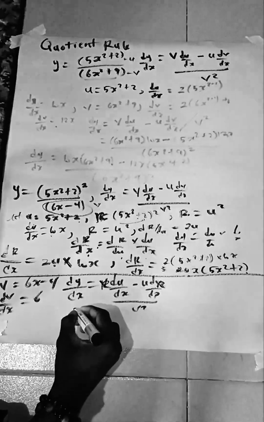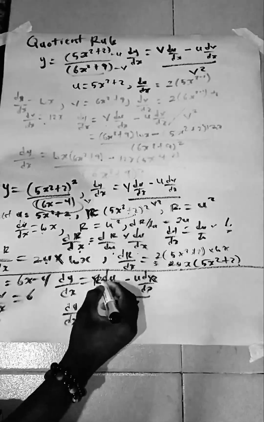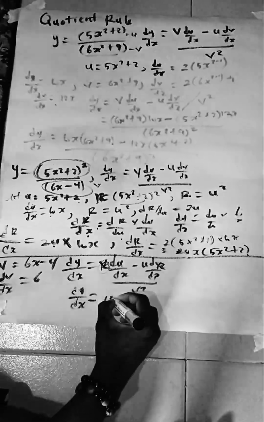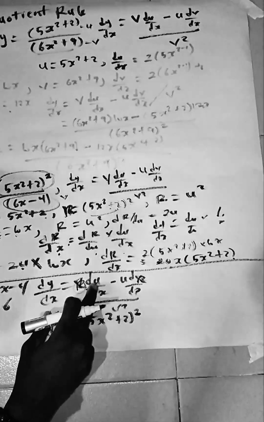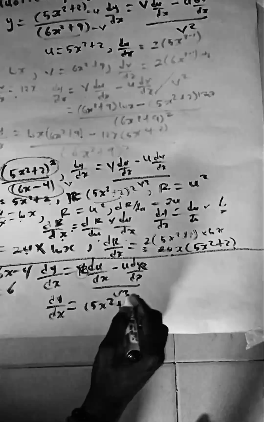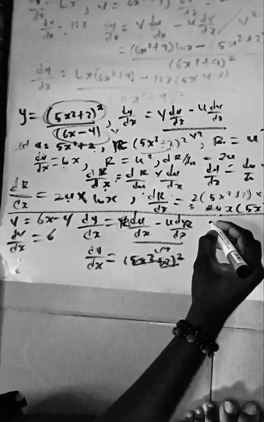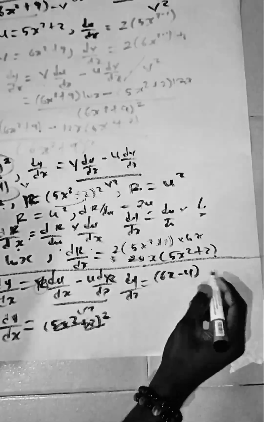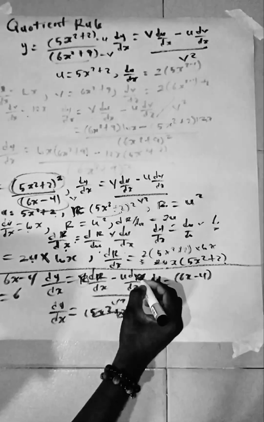So our dy by dx is going to equal, our r is what? This upper function here, this is our r. So it's going to be 5x squared plus 2 raised to the power 2, then dv by dx. Oh, my bad, this is supposed to be v, I apologize. So v is 6x minus 4, so our dy by dx is just going to be 6x minus 4, then times dr by dx, and this is dv. Sorry, my bad, I apologize.